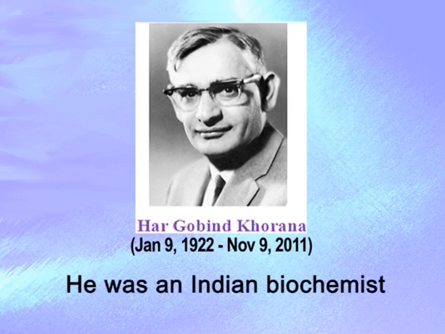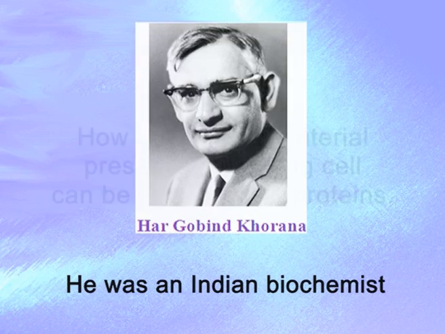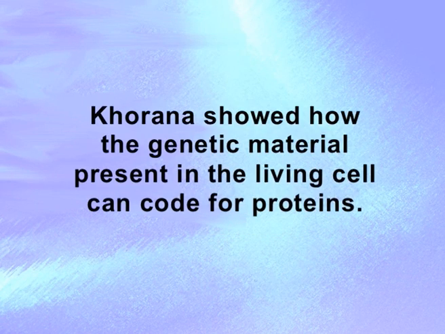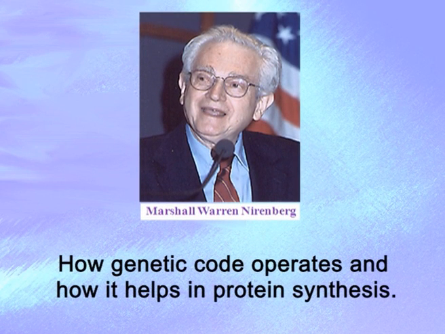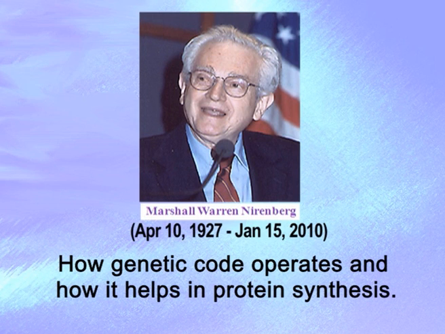Har Gobind Khorana, an Indian biochemist, was able to show how the genetic material present in the living cell can be converted to proteins. So, he helped in deciphering the genetic code. Similarly, we have Marshall Warren Nirenberg. He played an important role in describing how the genetic code operates and how it helps in protein synthesis.